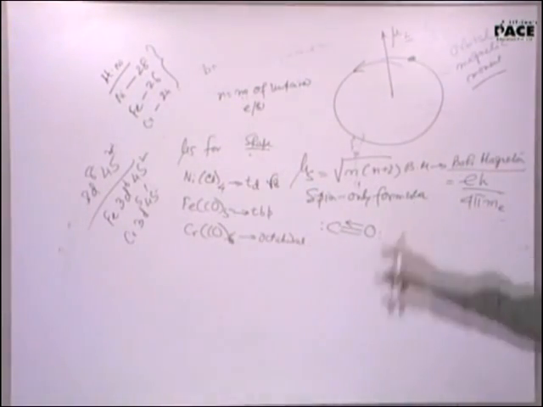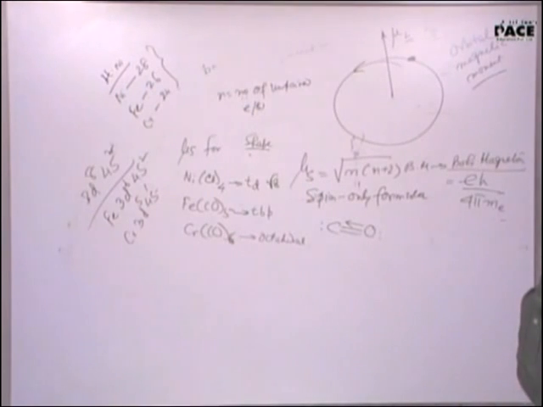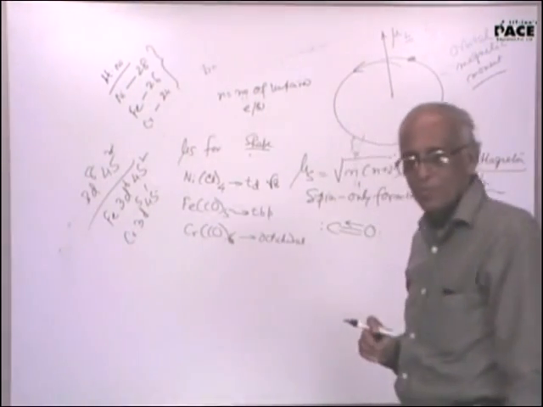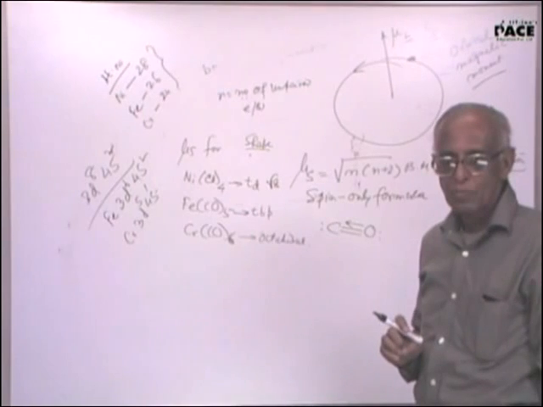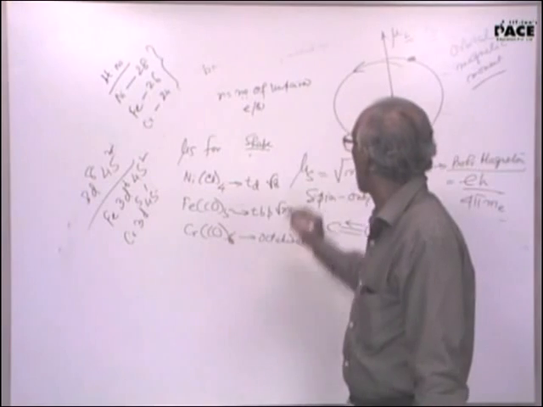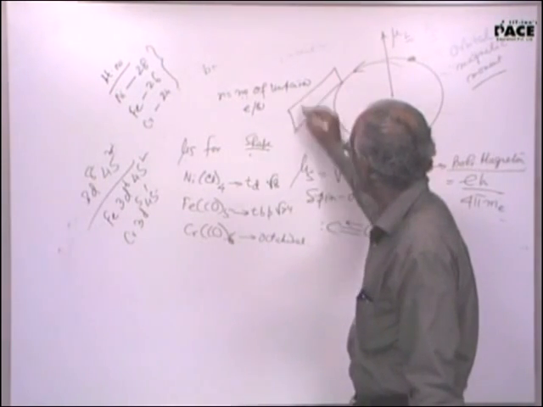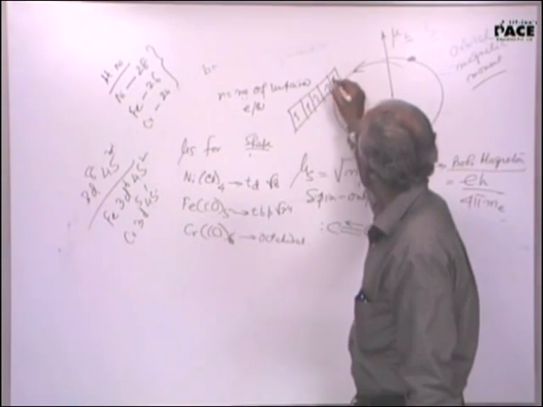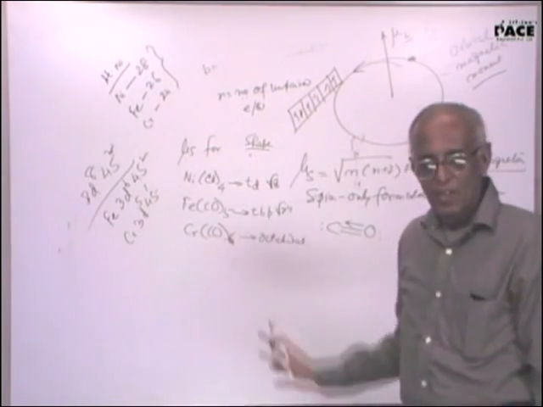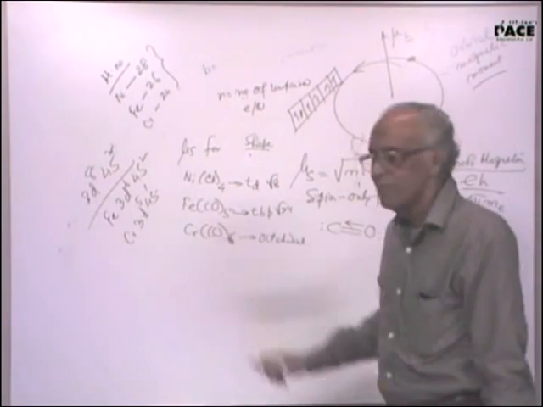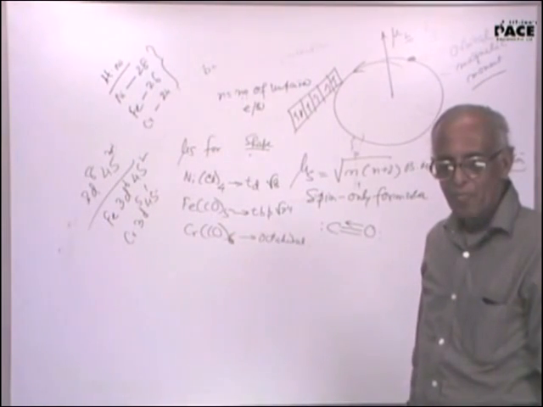For iron, root 3? No sir, only 2. Root of 24. You have 5 orbitals and 4 unpaired electrons, so root of 24. And this one? Root 48.